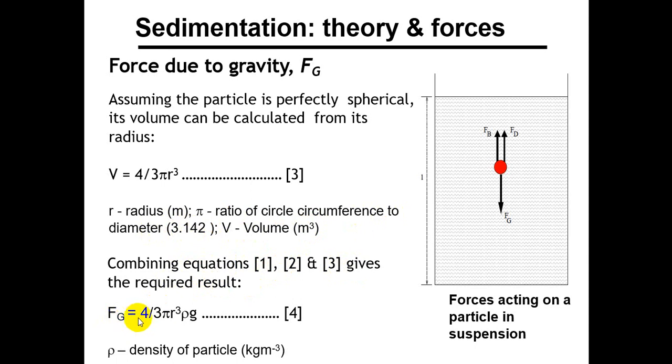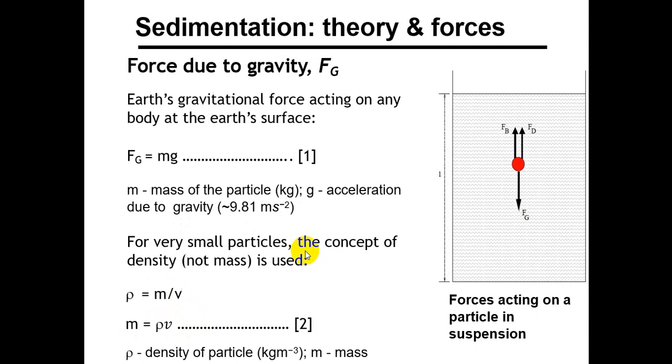So force due to gravity is 4 over 3 pi r cubed, then density and acceleration due to gravity. How did we get this formula? Let's go back. We have this initial formula, equation 1. We need the mass, and we assume that for very small particles the concept of density, not mass, is what is used. So we don't need mass, we need density. Now we are going to calculate this mass using density and volume.